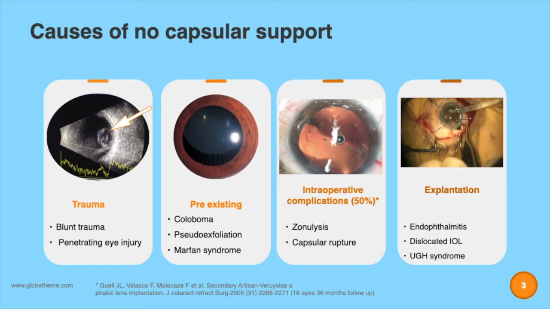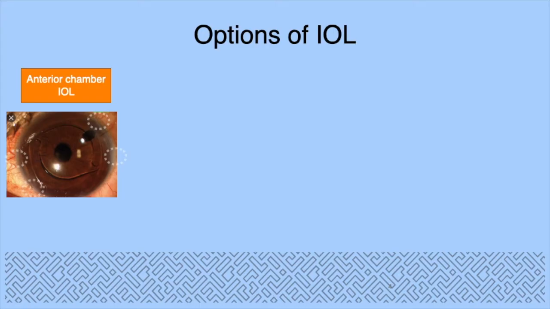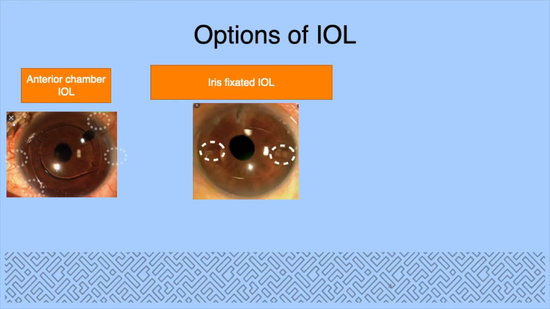Before we proceed, allow me to highlight the common causes of losing the capsular support, which can occur in post-trauma cases. Secondly, patients with pre-existing ocular or systemic conditions causing weak or absence of zonules. Thirdly, the most common encounter for most of us is the intraoperative complications of cataract surgery. Lastly is a phakic condition due to other various causes.